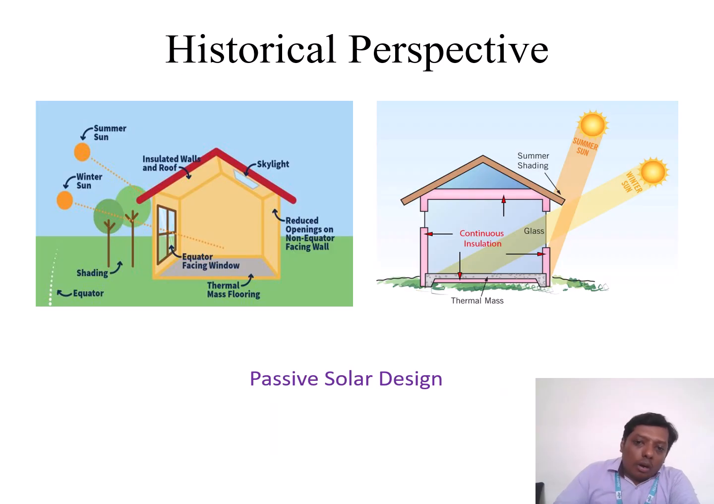This is a passive solar design. In summer, the orientation of the sun is like this; in winter, the orientation of the sun is like this. The first diagram shows the design. In summer, the rays will not pass into the house. In winter, the heat will be allowed into the house. Equator facing window, shading is there. Thermal mass flooring is there. Reduced openings on non-equator facing walls, skylight openings, and insulated roof and walls.